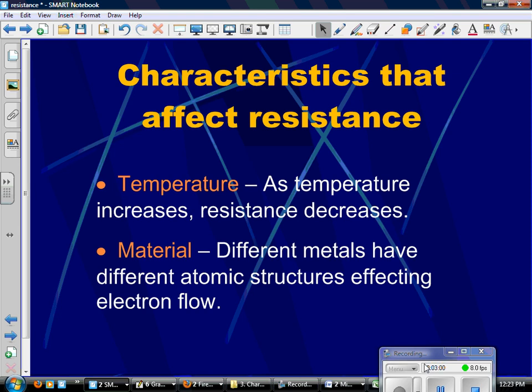Other characteristics: temperature and material. All right, so as temperature increases, what happens to things as they get hotter? They go faster. But I'm thinking of a wire or water or anything. When it gets hotter, it expands. The distance between the particles expands, so you have less bumping. Material: different materials have different structures that allow electrons to flow either more easily or less easily through them.